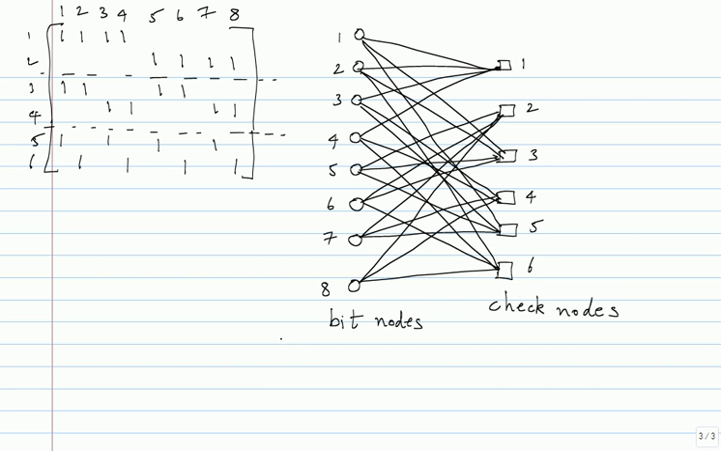Okay, there is some terminology here. These bit nodes are sometimes also called variable nodes. Some people refer to them as variable nodes, but we'll refer to them as bit nodes. Well, the edges are edges. There's nothing more to say there.